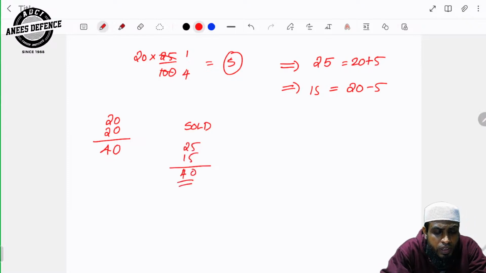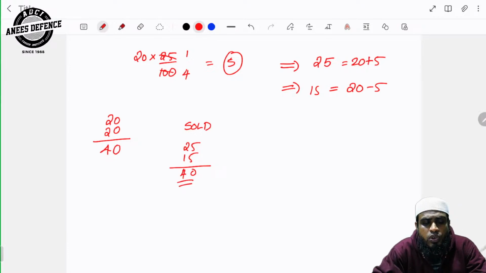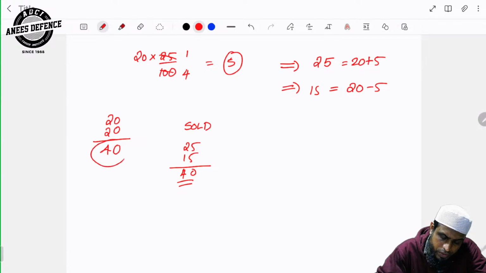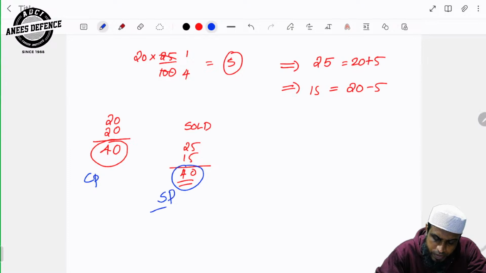So what is the loss or profit? Here you can see the cost price is 40 and the selling price is also 40. So cost price and selling price are equal. There is no gain or loss. So no profit or loss will be the right option.